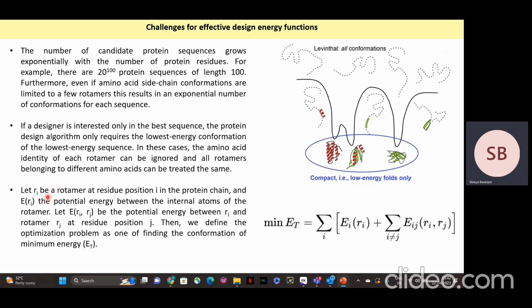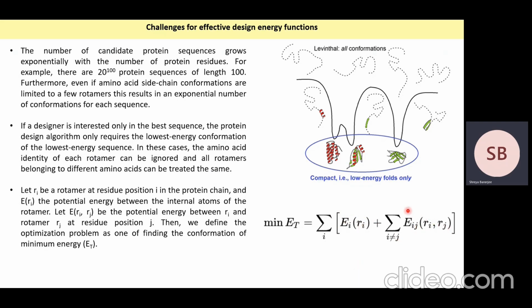So basically, if you consider Ri to be a rotamer at position i in the protein chain, and E(Ri) as the potential energy between the internal atoms of the rotamer. Next, you consider E(Ri, Rj) to be the potential energy between atoms at Ri and Rj at residue position j. Then we will define the energy optimization problem as a summation of the energy of the residue Ri. So Ri is one residue at position i. So the energy of the residue due to the interaction with its own atoms, and Eij to be the energy of residue Ri with the residue Rj.